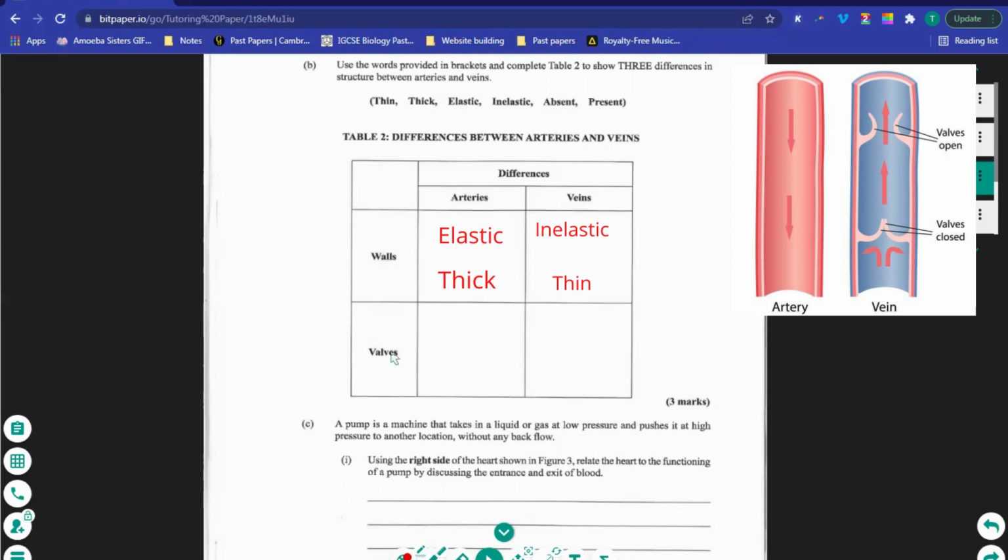And with the presence or the absence of valves, we know that in the arteries, again, blood is carried under high pressure. Therefore, there's no need for valves because there isn't going to be any backflow there. But in the veins, because blood is being carried under low pressure, with the beating of the heart, this could cause some fallback. We don't want that to happen, so therefore the veins are set up with valves. So there's the presence of valves there. So it will be absent in arteries and present in the veins.